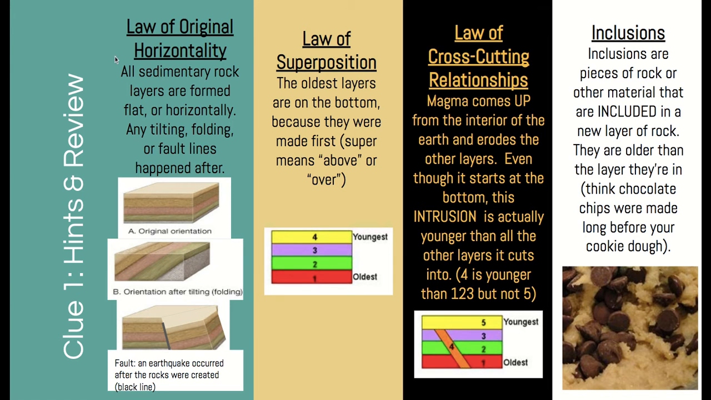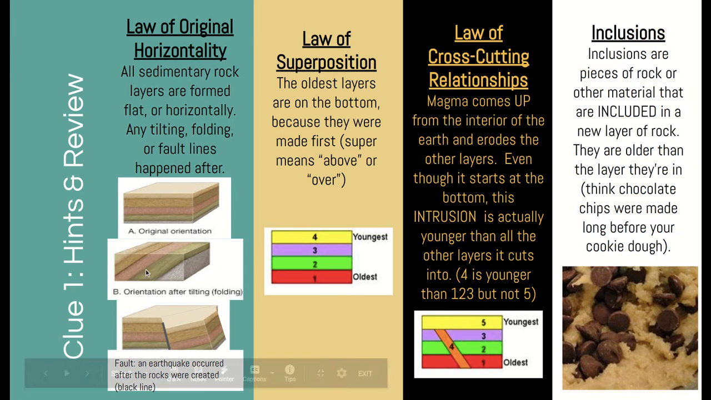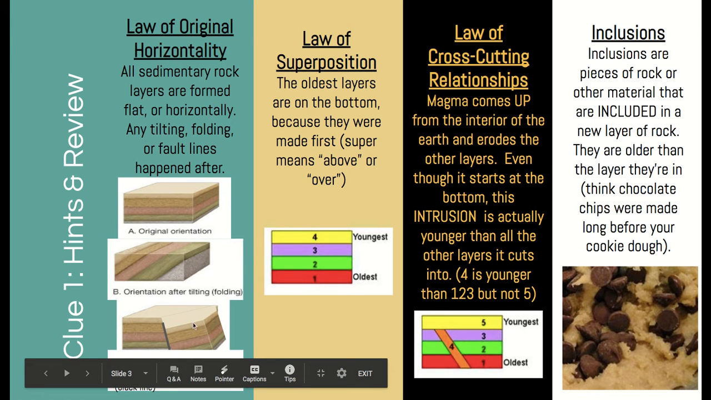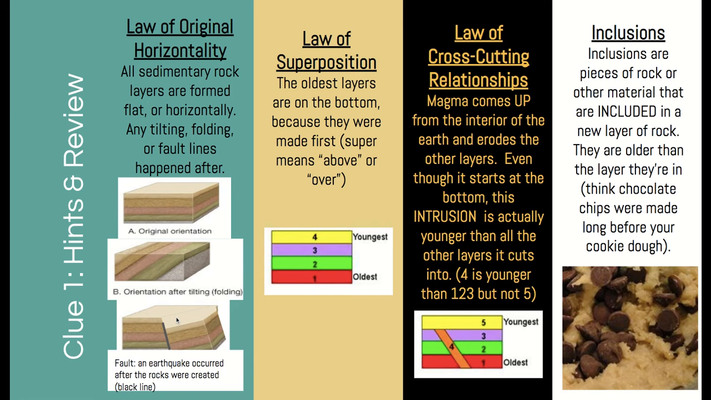Number one is this thing called the law of original horizontality. What that means is every single rock, when it was created, was laid down flat and horizontal, just like this. If rocks happen to be tilted, or if there happens to be a fault where rocks have shifted and they're no longer aligned and matched up with one another, then that indicates that that happened after those rocks were formed. So, that's your clue. Faults come after those rocks were made.